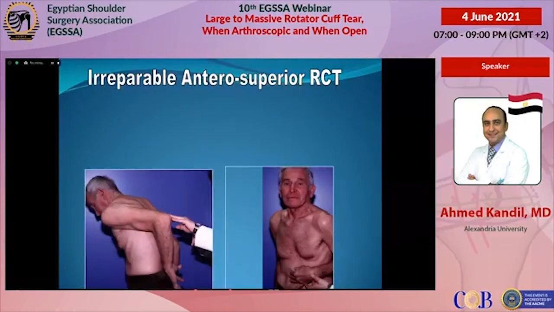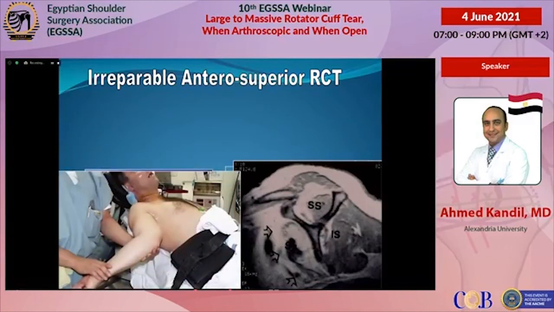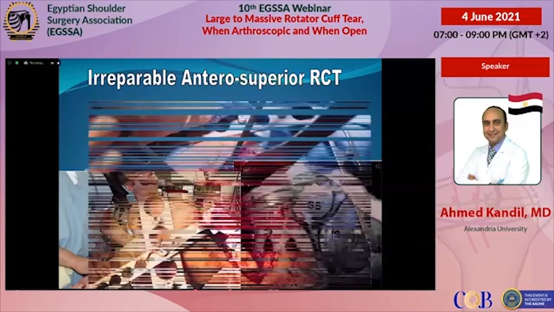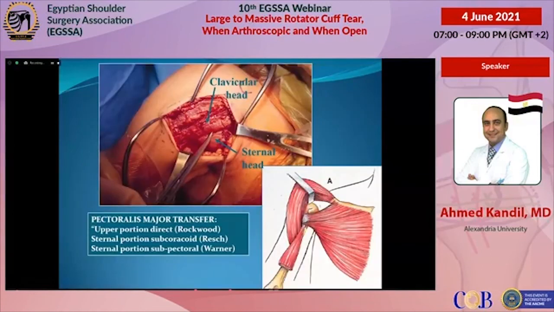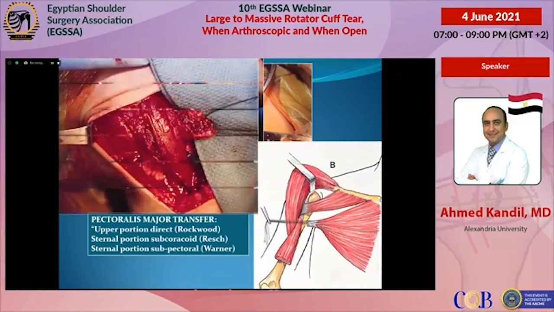So when we have an irreparable anterosuperior cuff, the same thing when we do an MRI, we can see a significant fatty infiltration of the subscap and extreme or excessive external rotation when we examine the patient under anesthesia. So we may do a pec major transfer, and there are several techniques mentioned in the literature, either the Rockwood technique, Resch, or Warner technique.